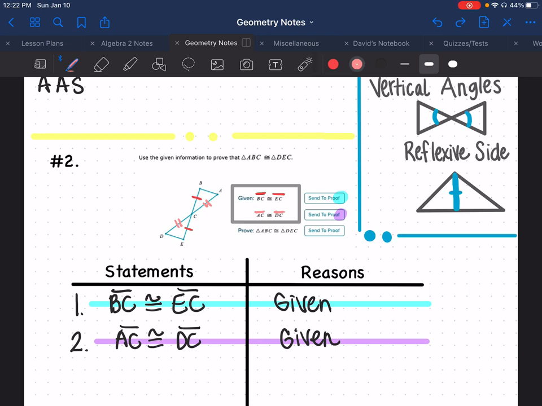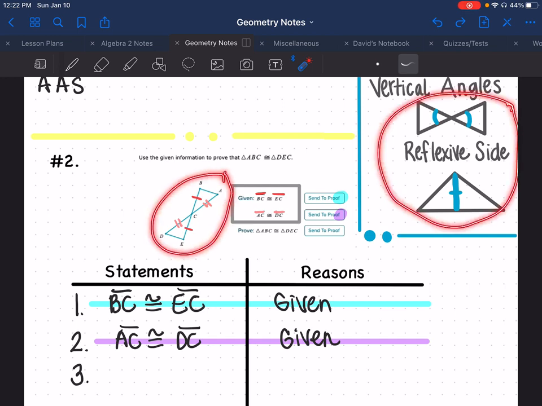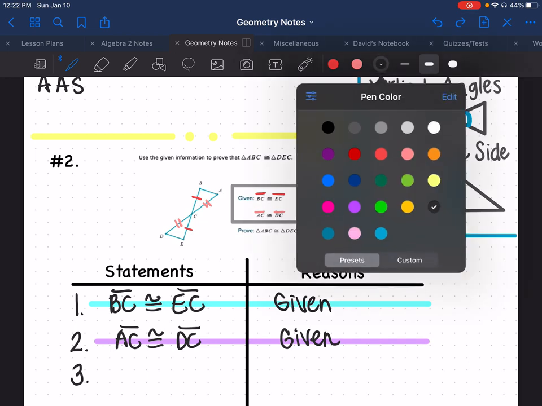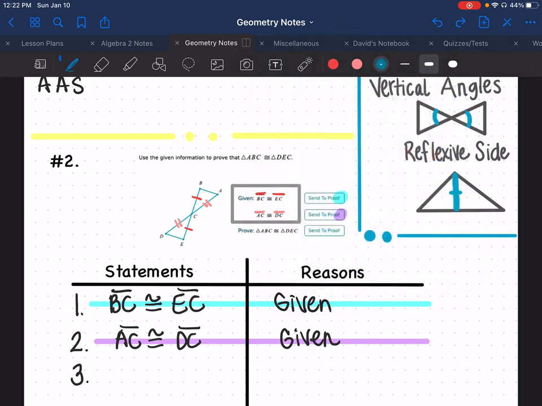And now I'm going to come to do statement number 3. To do statement number 3, I'm going to compare my picture to these two. Which one does it look like? It looks like the vertical. So now I'm going to fill out my vertical angles. Okay, I'm going to find them right here at C. This angle is going to be called angle BCA.